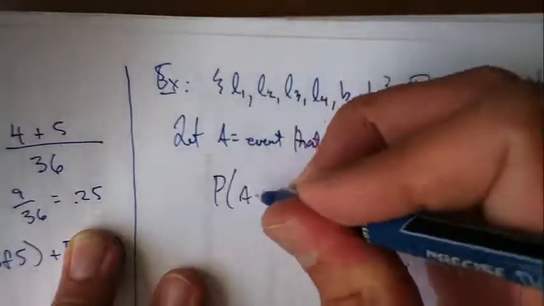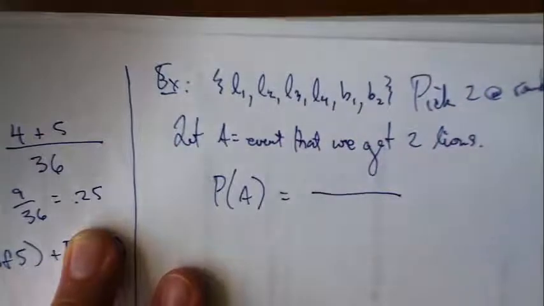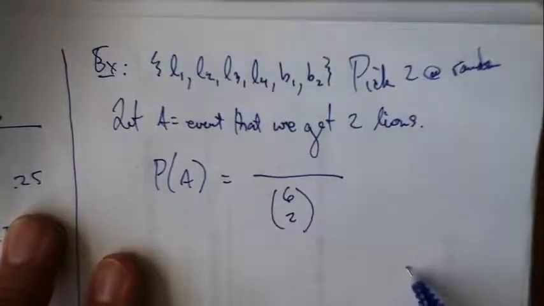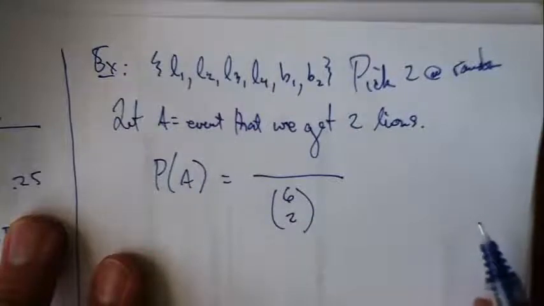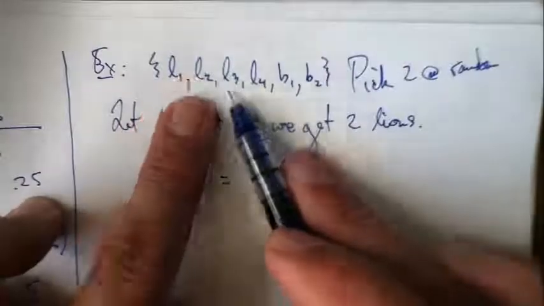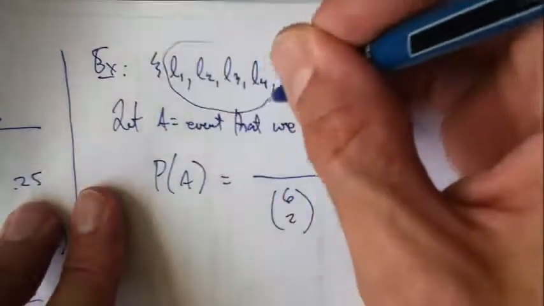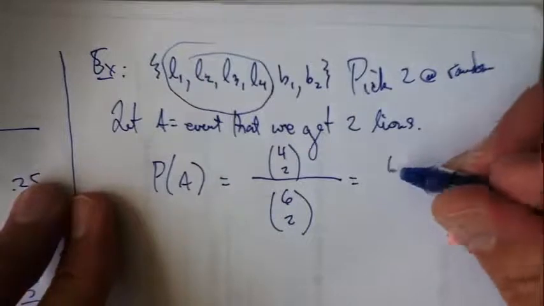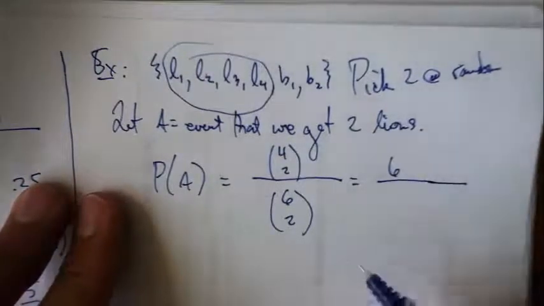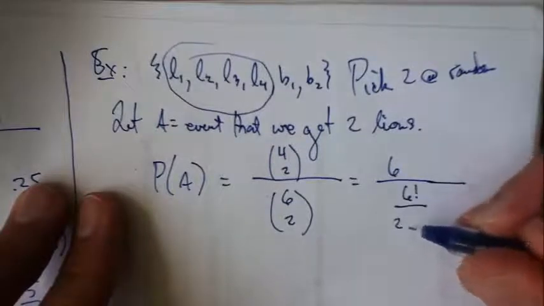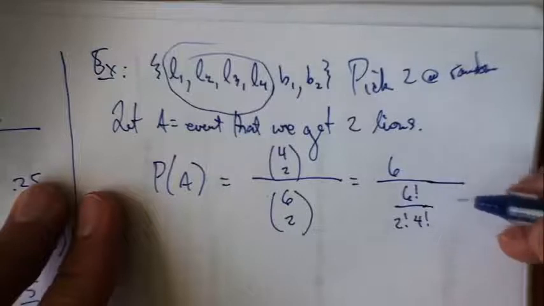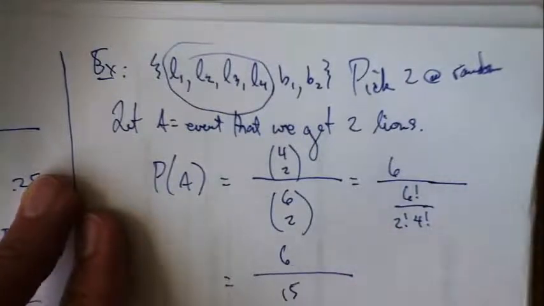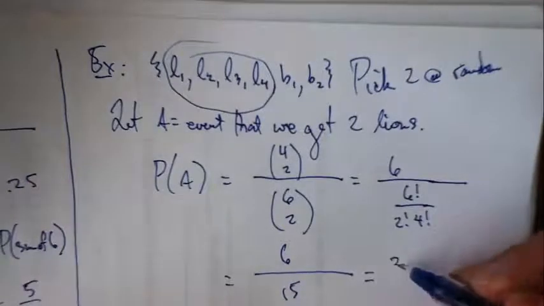Then what's the probability of A? Well, first of all, how many possible things can happen here? If you're picking 2 from 6, that's 6 choose 2. That's the total number of outcomes. Now, how many ways can you get 2 different lions? You get these 2, these 2, these 2, these 2, these 2, these 2. That's 6, or it's 4 choose 2. I know that's 6 because I just counted it on my fingers. But what's 6 choose 2? That's 6 factorial over 2 factorial times 4 factorial. All this comes out to be 6 over 15, or 2/5.